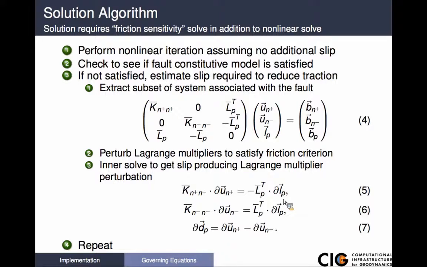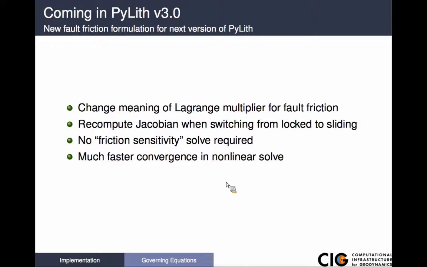This is a little bit complicated. Our new formulation that'll be coming out soon eliminates this perturbation, but right now this is what is in PyLith. So that's just explaining. I didn't write down what the change in the equations is, but basically we're going to make improvements in the future.